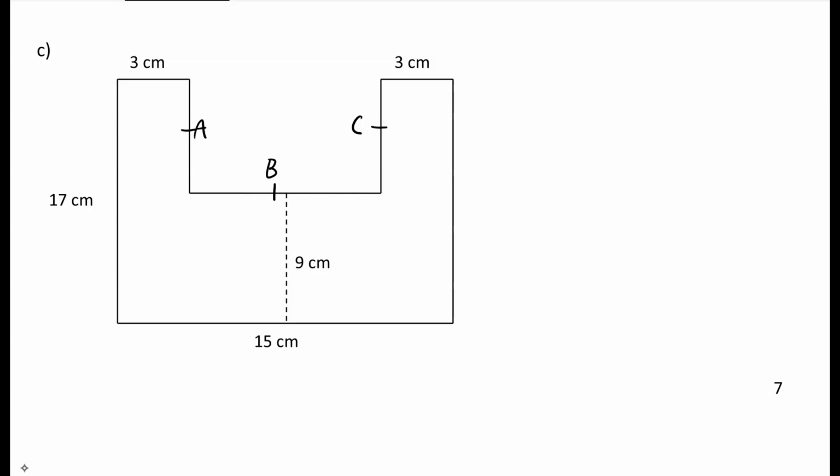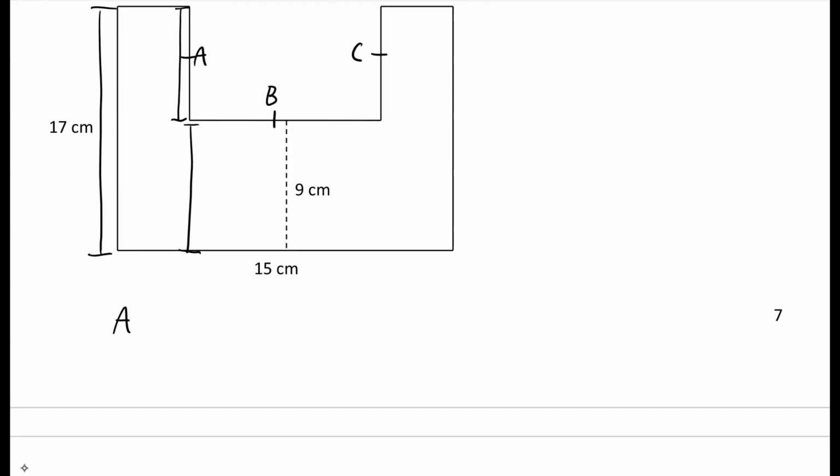Now, in order to find out A, we need to find the length from here to here. Well, we know the entire length from here to here is 17, and we know from here to here, from the top to the bottom there, is 9 centimeters. So to find out A, it would equal 17 subtract our 9, so A equals 8 centimeters.